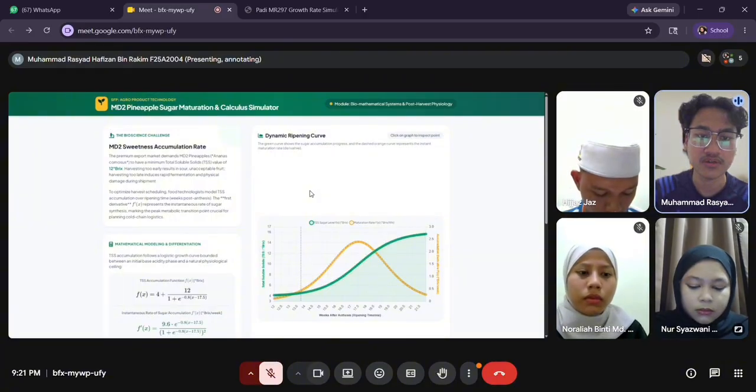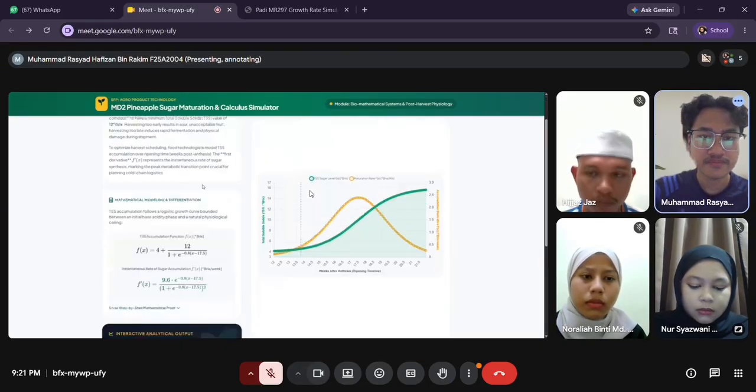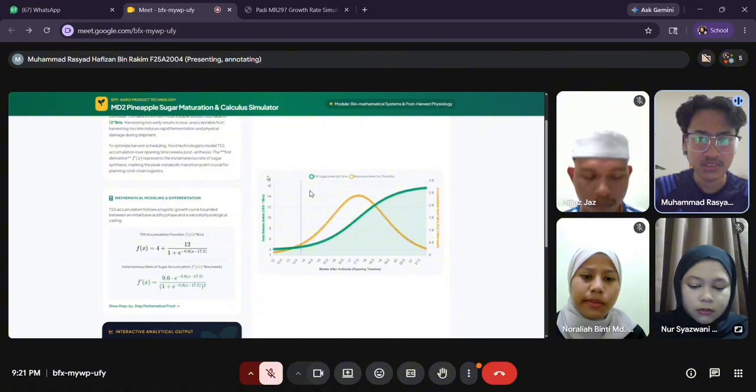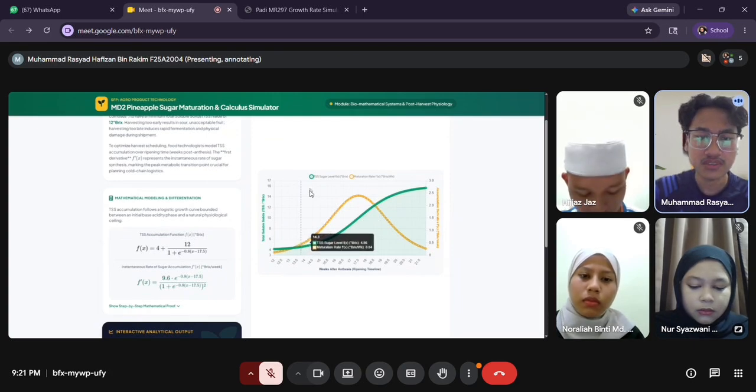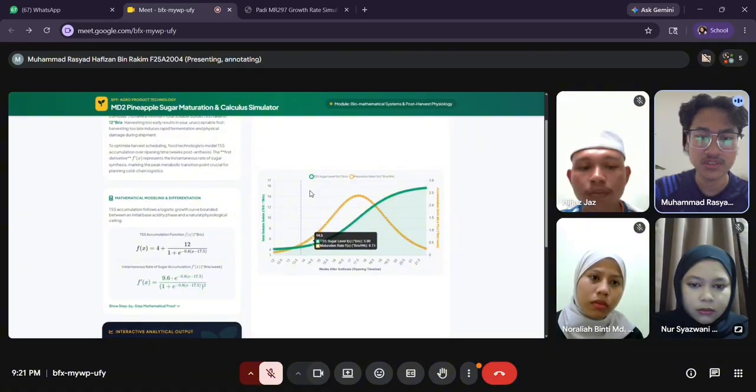The second point is the causes or contributing factors. This section explains the factors that lead to the occurrence of the problem. Those factors may include environmental conditions, biological processes, human activity, or other related influences.